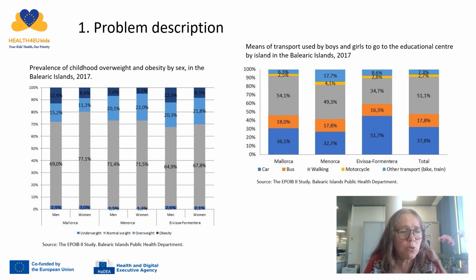Childhood obesity is one of the greatest challenges in public health. In the Balearic Islands, we conducted 2 studies of the prevalence of childhood obesity in 2005 and 2017. And we found that the prevalence of childhood obesity was higher in Eivissa than in the other islands. And one of the factors associated with it could be that most children went to school by car.